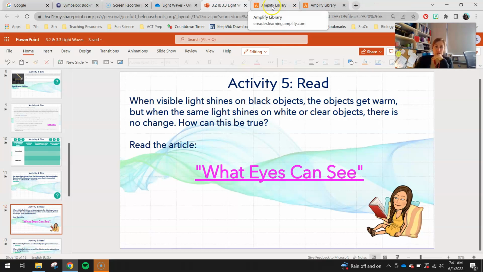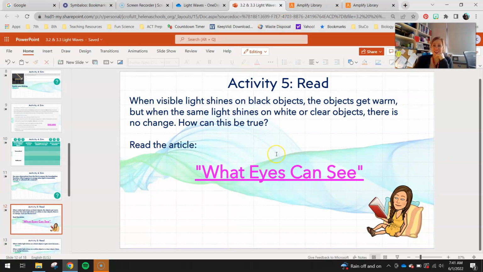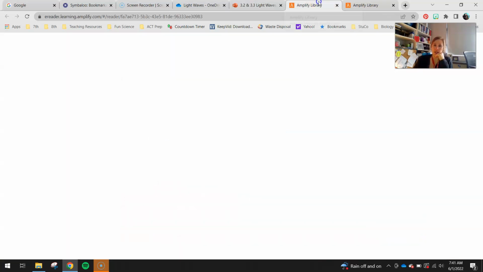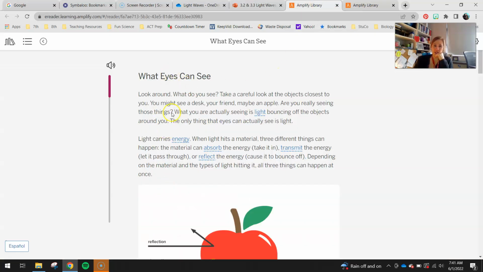Okay, activity 5 is a little reading activity, and this really goes along with our electromagnetic waves activity that we did the other day, where you guys kind of learned how an object appears to be a certain color and then also how our eyes perceive that color. So this article kind of tags along with that, and you guys get to see why when we look at this purple water bottle, does it show up purple?